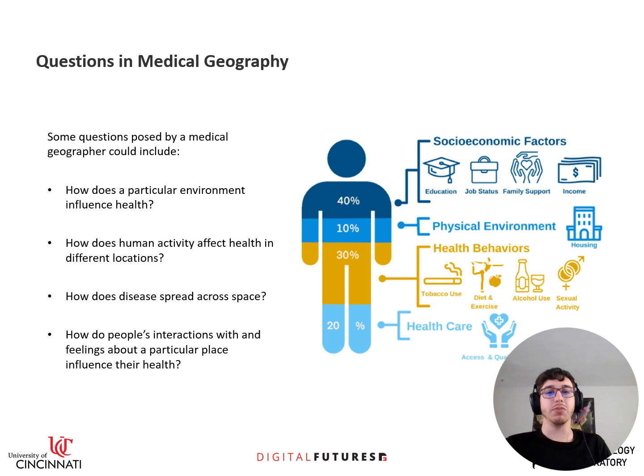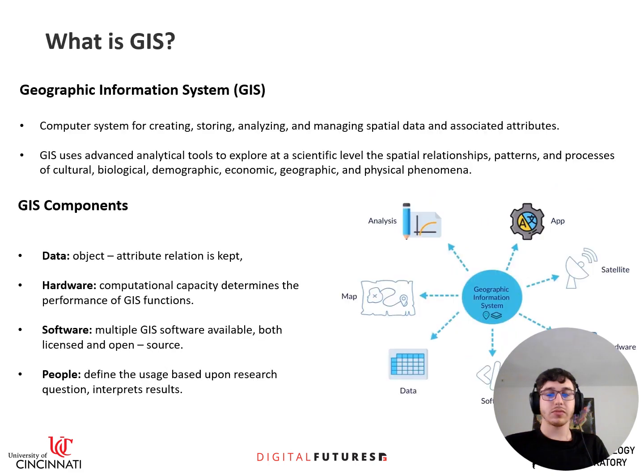Medical geographers pose questions about the influence of a particular environment on health, the effect of human activity on health in different locations, the spatial patterns followed by disease dispersal, and how the interaction between population and environment influences community health. These are technical questions that come with methodological challenges, as we need to have appropriate data and analysis methodologies to make inferences about the processes operating behind the patterns we can observe in space.